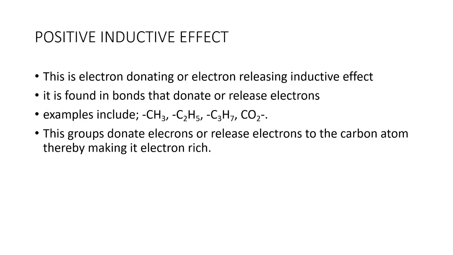Now, like I said, positive inductive effects. This is electron donating or electron releasing inductive effects. It is found in bonds that donate or release electrons. Examples of those groups are methane. Just note something: most alkyl groups are electron donating. They like to donate electrons to the other bond pair, and that is what is happening here. That's why you see the first example is methyl, the second is ethyl, the third is propyl. Then carbon dioxide can also do this. These groups donate or release electrons to the carbon atom, thereby making it electron rich.